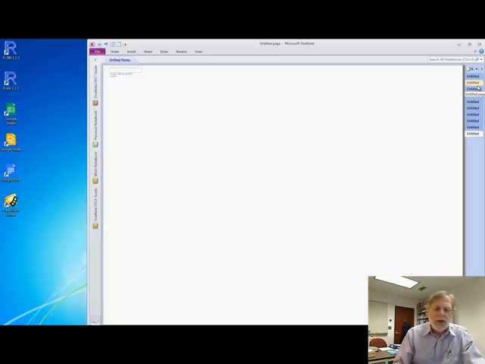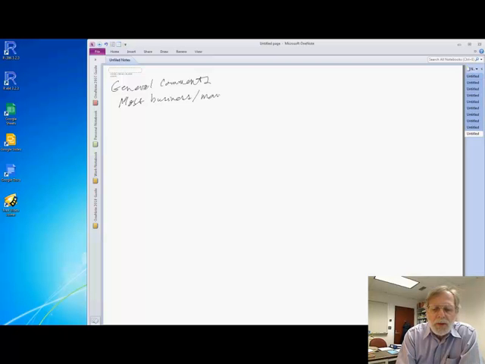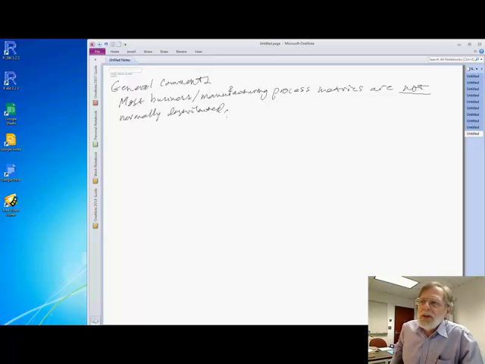So, a couple of general comments. First, most business, manufacturing, process metrics are not normally distributed. Most of them, of course, are positively valued.